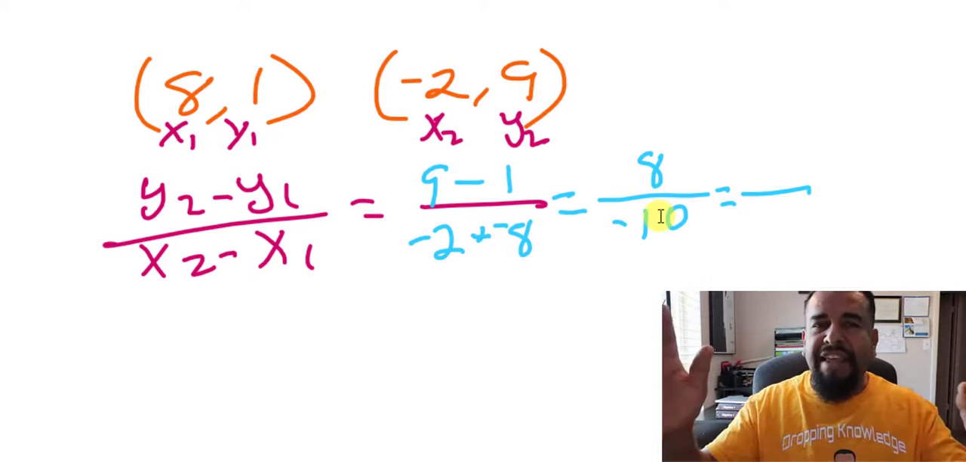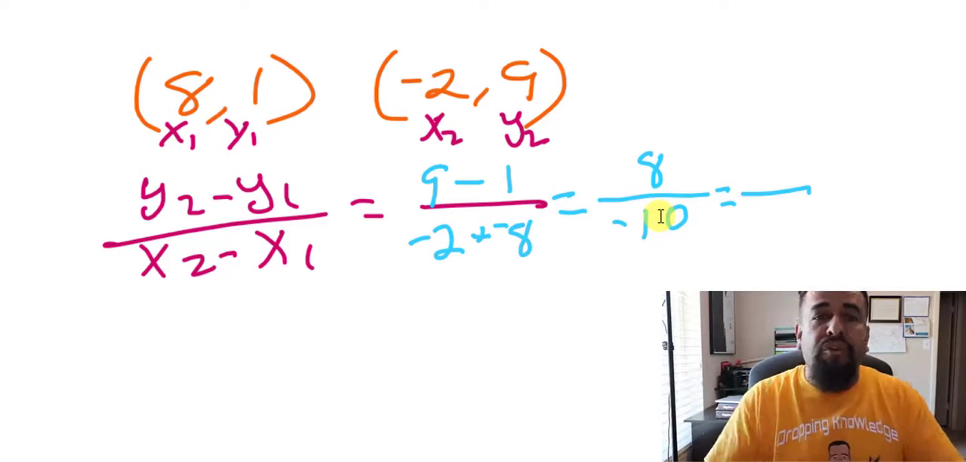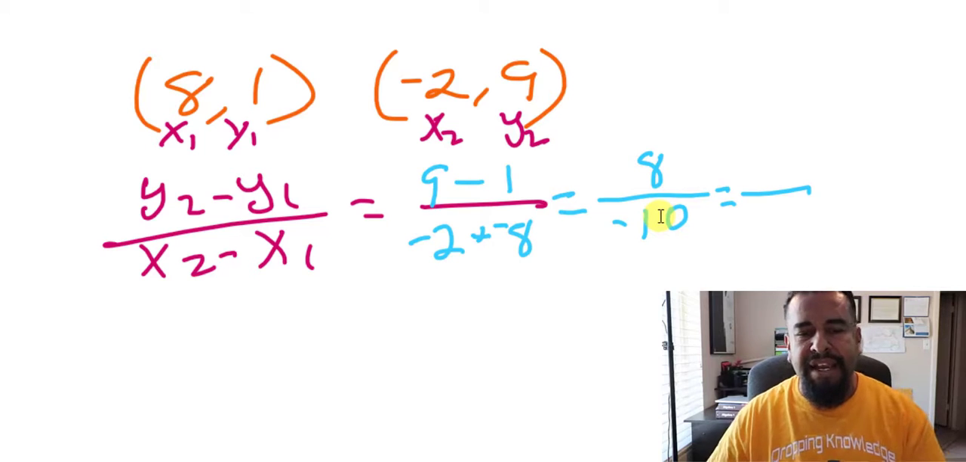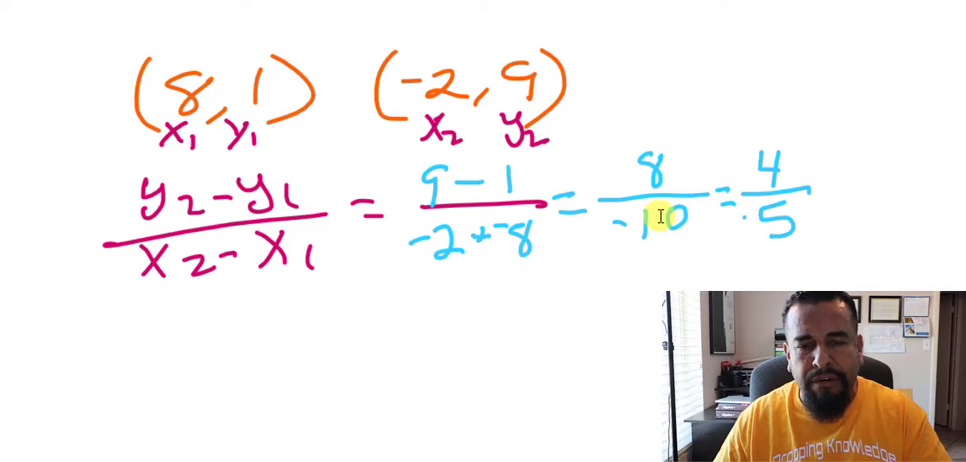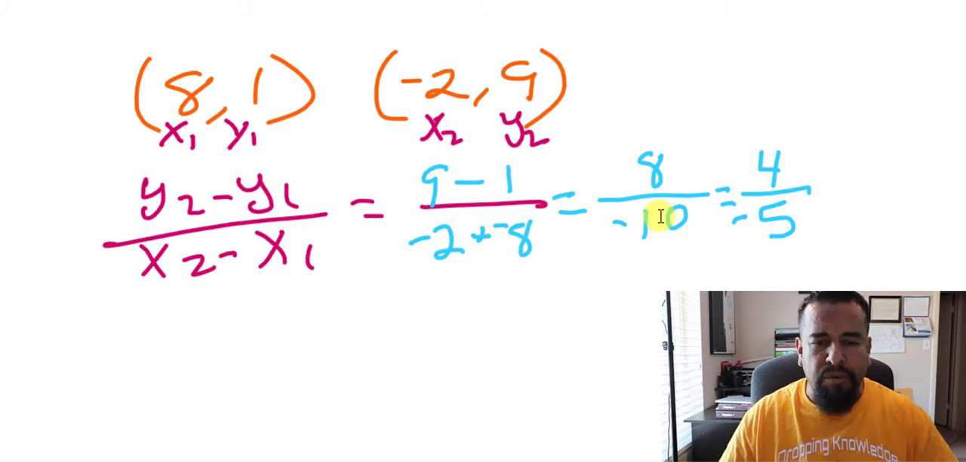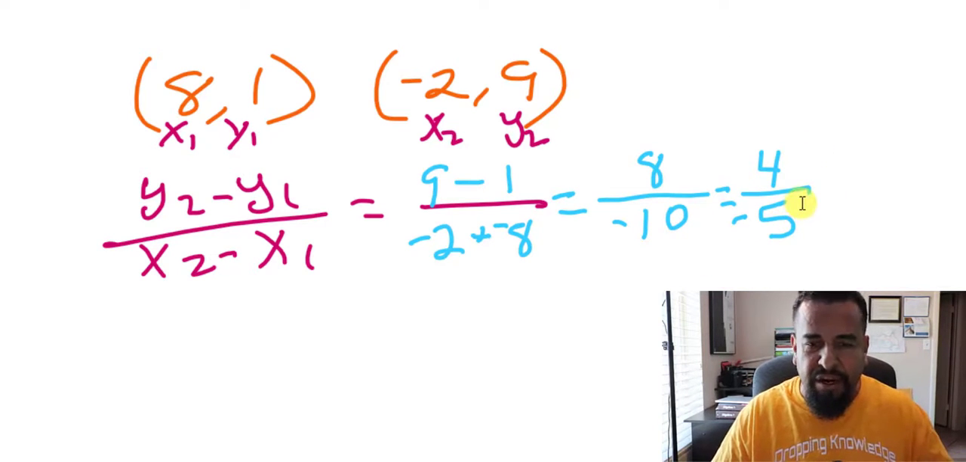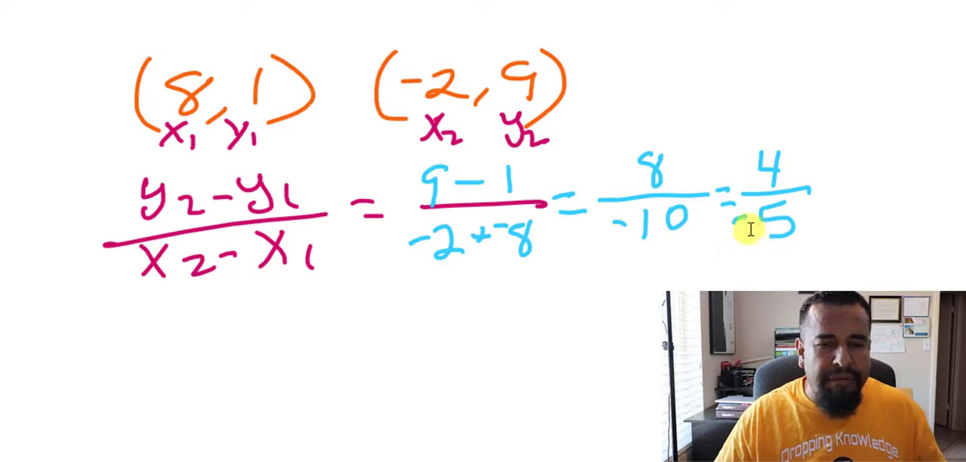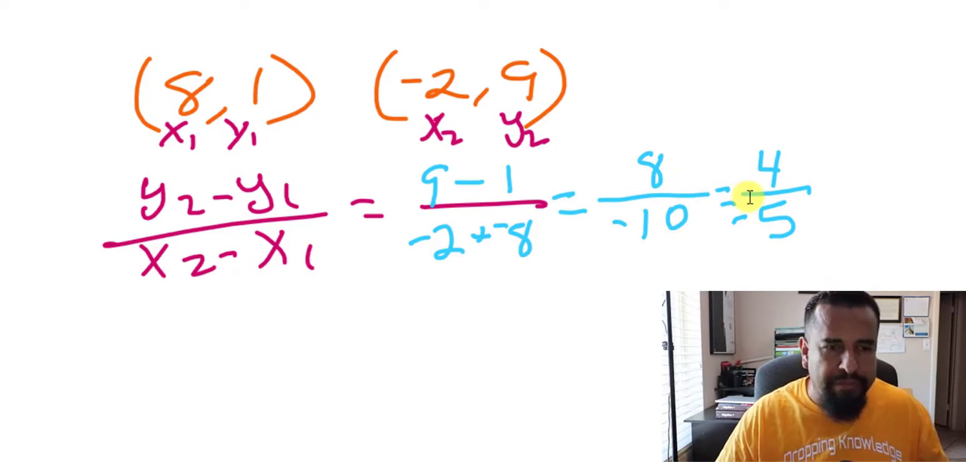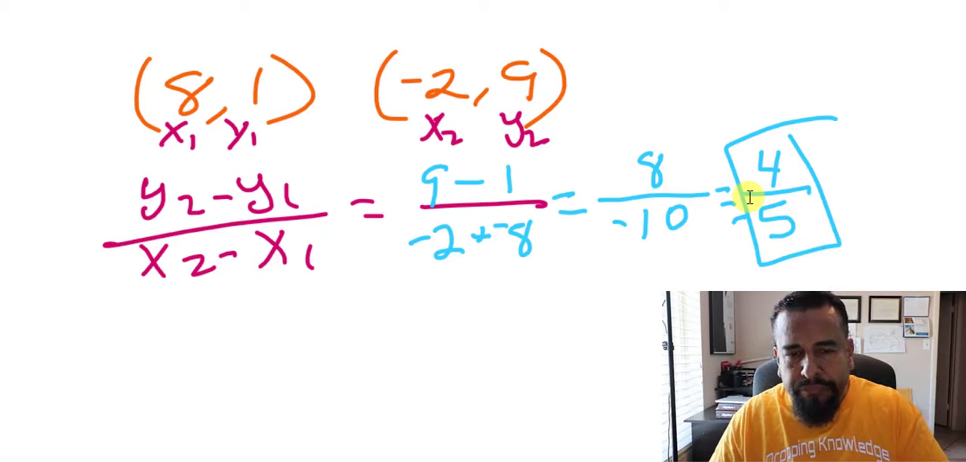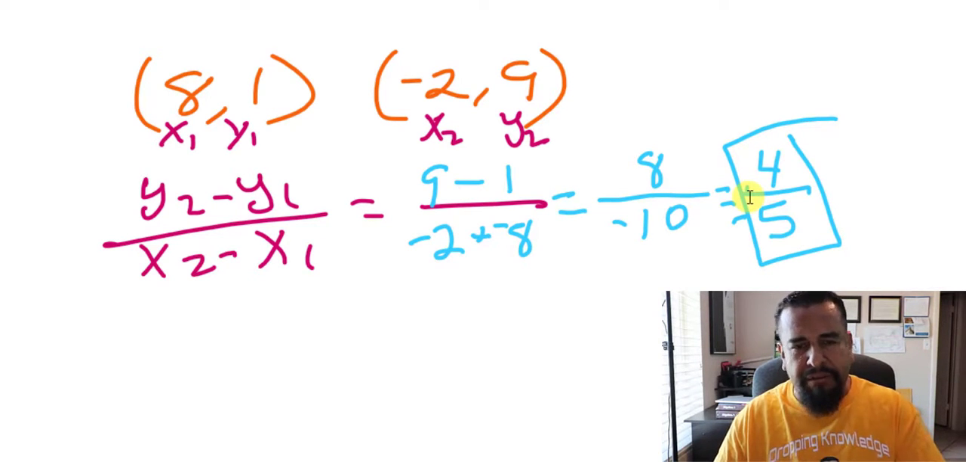Always, there's nothing on here that's going to tell you to simplify. You need to know by now you always write it in simplest terms. So we're going to divide both top and bottom by 2. That's going to give me a 4 over 5. Okay, so we have 4 over 5, and of course that's going to be negative because we have a negative 10 here. So great, I found my slope: negative 4 over 5.